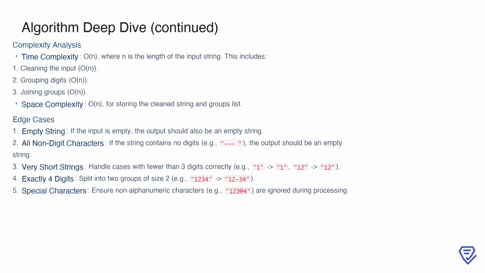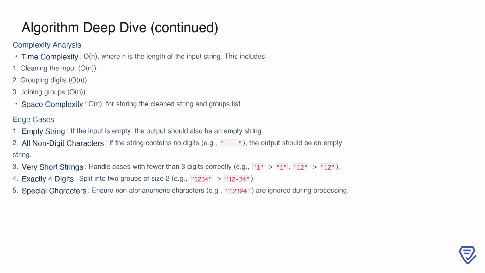Now, let's analyze the complexity of the algorithm. The time complexity is O(n), where n is the length of the input string. This includes the O(n) cost of cleaning the input, the O(n) cost of grouping the digits, and the O(n) cost of joining the groups into the final string. The space complexity is also O(n), as we store the clean string and the groups list, both of which scale with the size of the input.